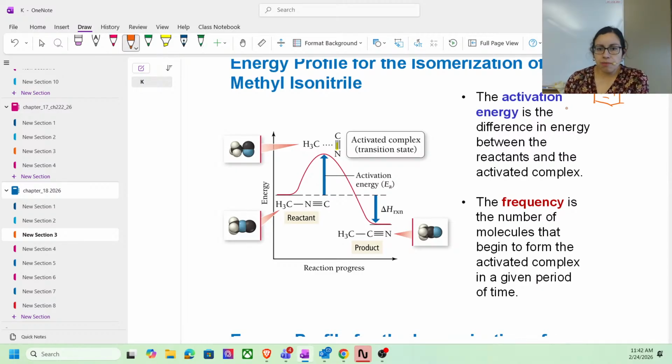And then, again defining our reaction and what we're looking at: our activation energy is defined as reactants versus the activated complex, so here to here. And then our frequency, this would be how people measure turnover rate or success of catalysts.